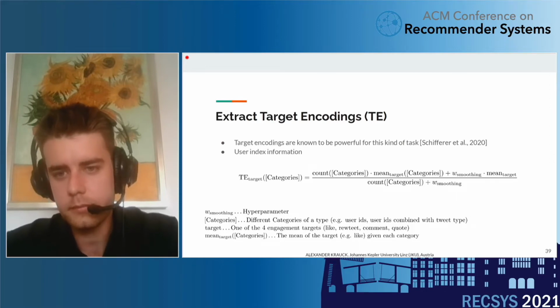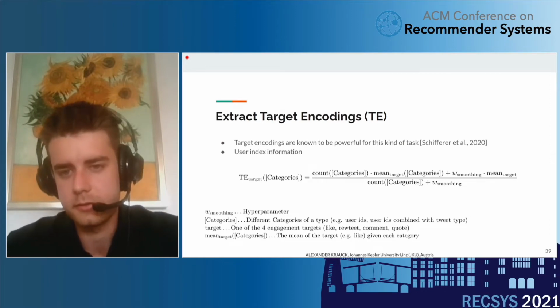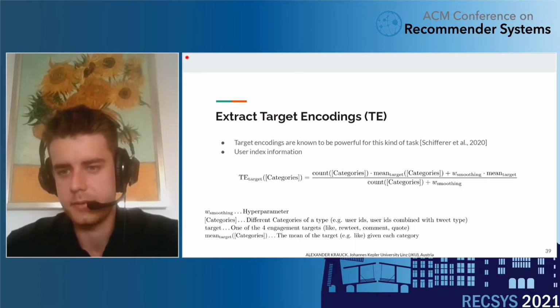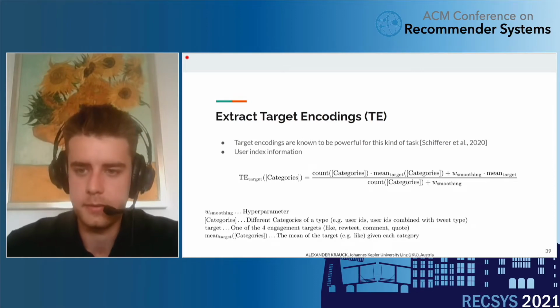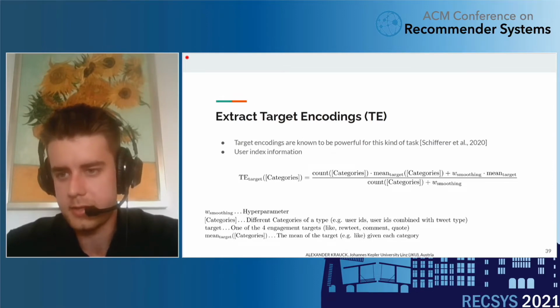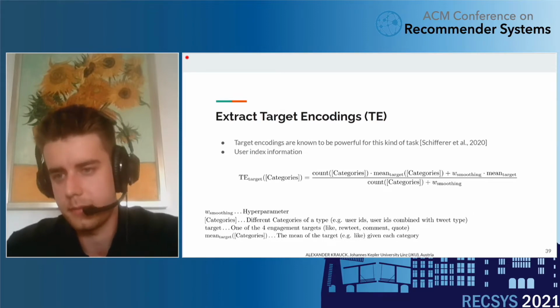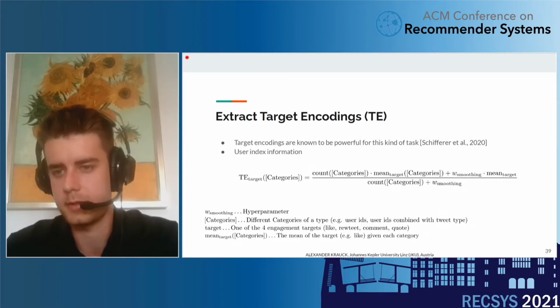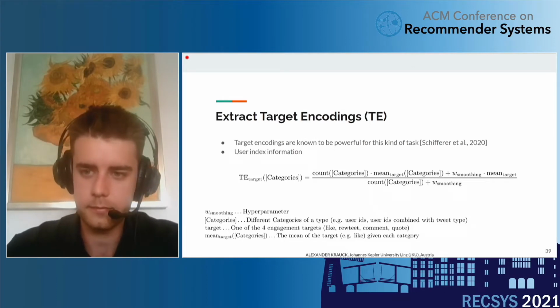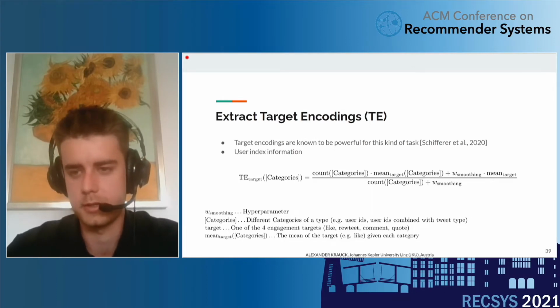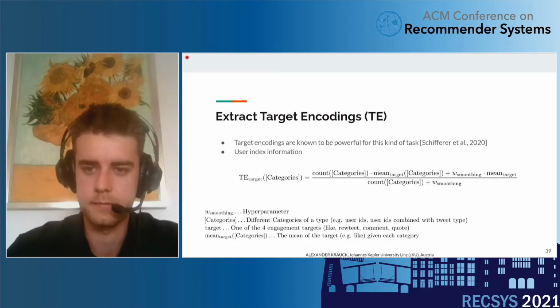Shortly, the target encoding feature is basically the probability of a target to be true given the category. On the left side and then the right side, we smooth it with the mean probability of all the categories. The category can be, for example, a user ID or also the user ID combined with the tweet type. But potentially there could be also other categories.